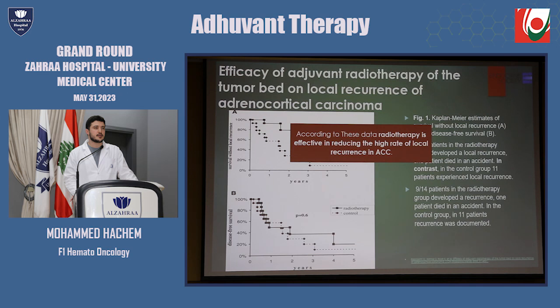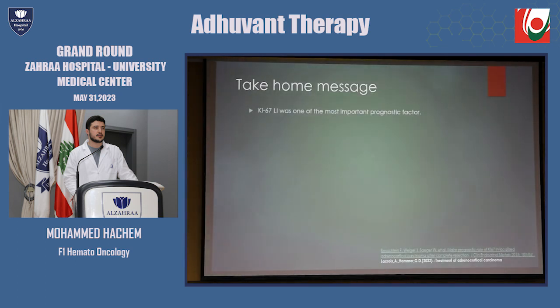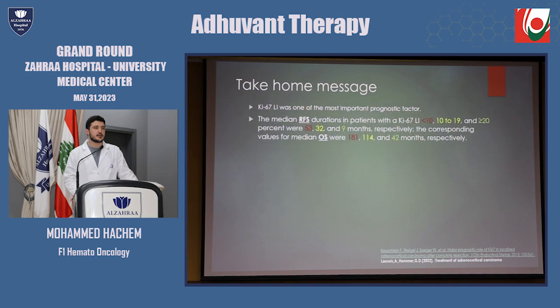So according to this data, radiotherapy is effective in reducing the high rate of local recurrence in ACC, although neither disease-free survival nor overall survival was significantly better in irradiated patients. Take-home message: Ki-67 was one of the most important prognostic factors. The median relapse-free survival duration in patients with Ki-67 less than 10 is 53 months, and the median overall survival is 181.